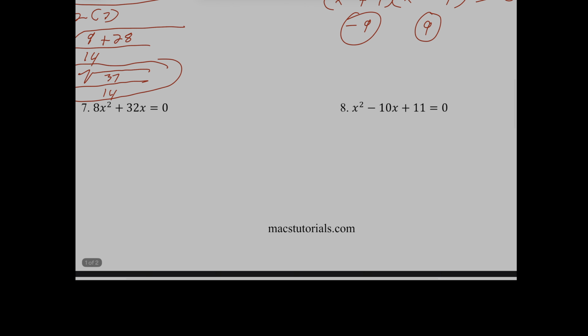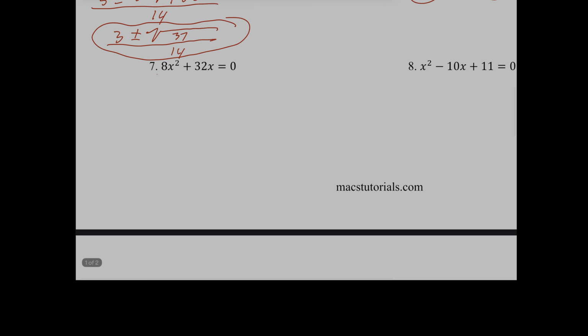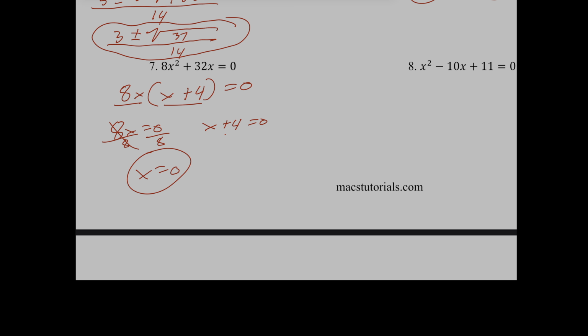Okay, nice and easy. This one, oh, can I pull anything out? What's the same? Yeah, you know what? An 8x is the same, and I'm left with an x plus 4. Now I just need each factor to equal 0. Now I'm going to divide each side by 8. Boom, die. X equals 0. And this one, a -4 minus 4. Boom, die. X equals -4. Boom. That's all I do, okay?